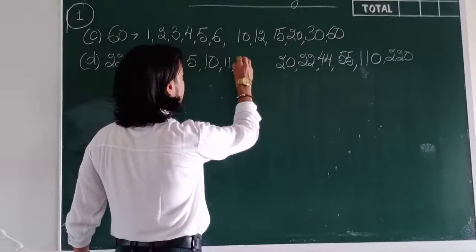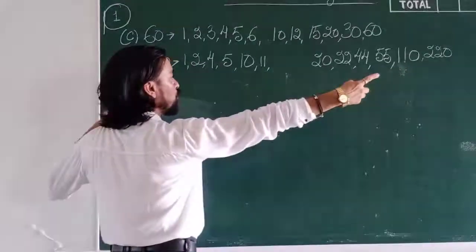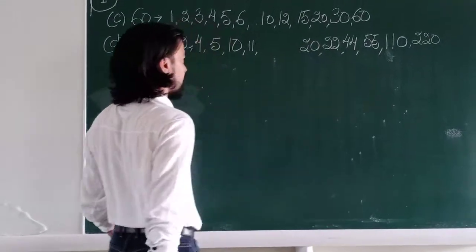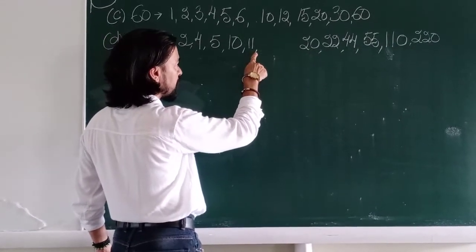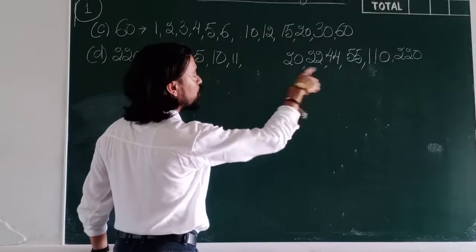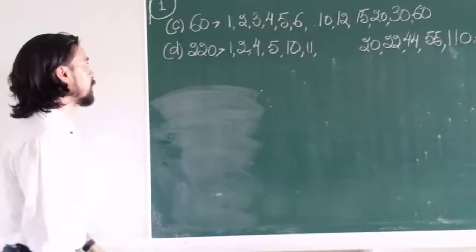Now here I have left a space because I was moving from the extremes to the inside. You don't have to leave any space. Immediately after number 11, comma, your 20 will come. So when you're popping, don't leave any space in between.